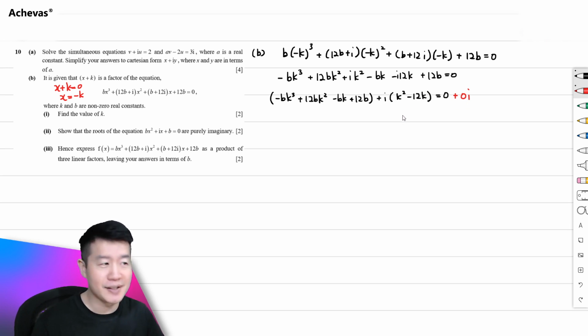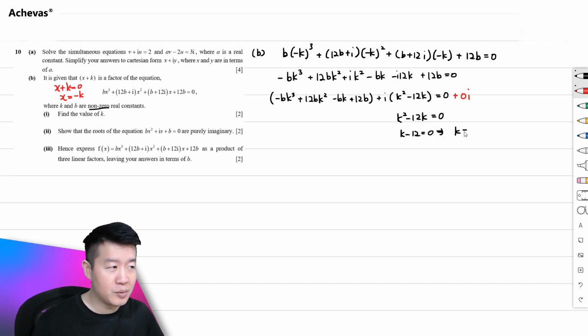And of course, I'm going to use the second one, which is k squared minus 12k, equal to 0. Because the question says that k and b are non-zero constants, since k cannot be equal to 0, I'm going to divide throughout by k. This gives me k minus 12 is equal to 0. I will now be able to solve for k. k is equal to 12. Okay, let me record it down here. k equals 12.